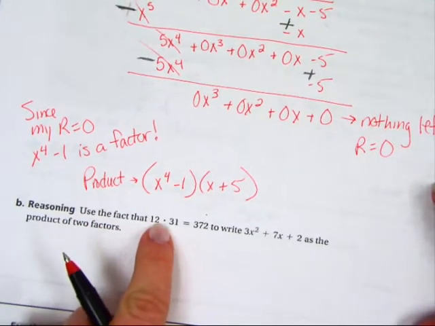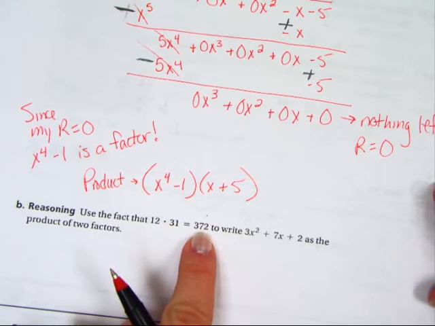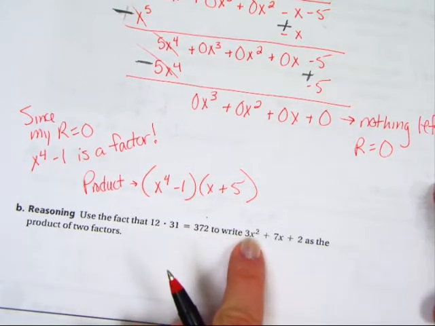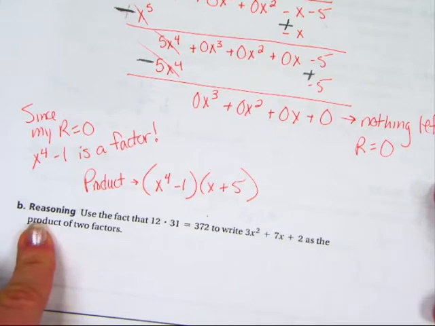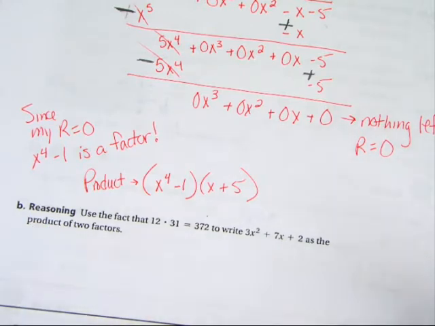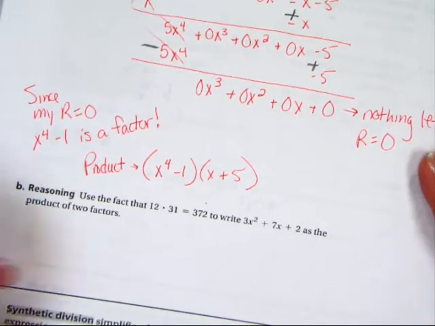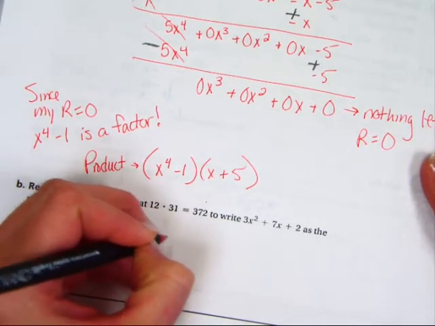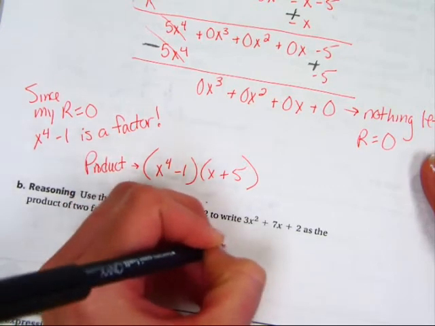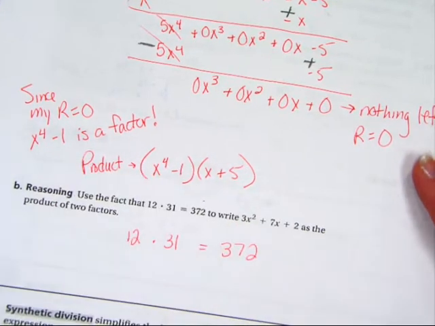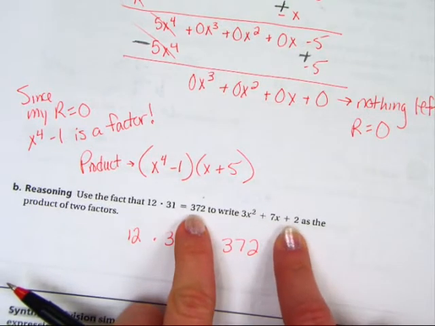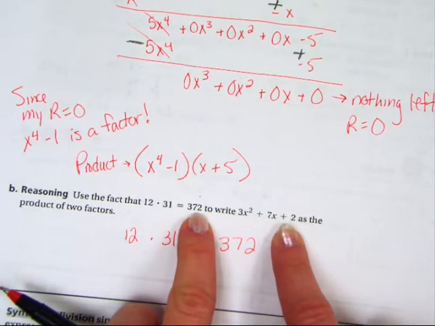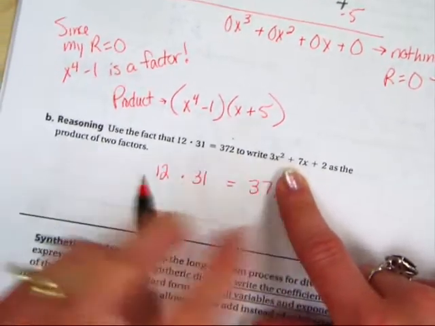Part B. Using the fact that 12 times 31 equals 372, is there a way that you can write 3x squared plus 7x plus 2 as the product of two factors? Well, I don't know if they're trying to make this more confusing or not, but here's how it works, okay? You get 12 times 31, and that equals 372. All you need to understand is that 372 is 372 here. And because 12 times 31 is 372, and this is 372, they're saying this.